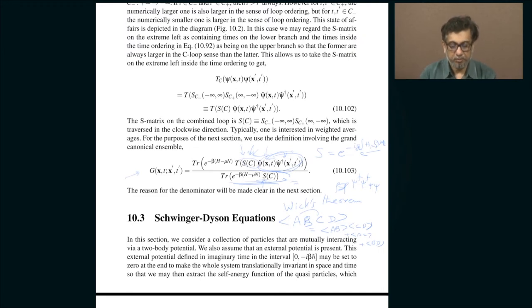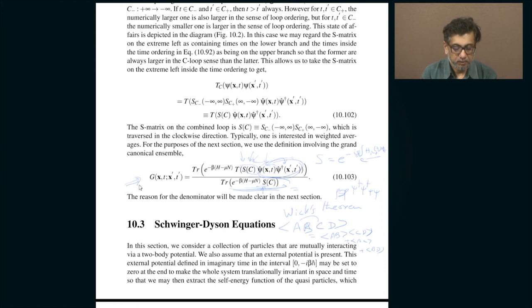Okay, so the whole point is that one goal has been achieved, namely that this way of defining the Green's function through this contour ordering in this grand canonical ensemble picture ensures that the perturbation series is done in a clean, economical way, namely that you only expand one of the S matrices in the numerator perturbatively and then you start using Wick's theorem and pair up all the terms.